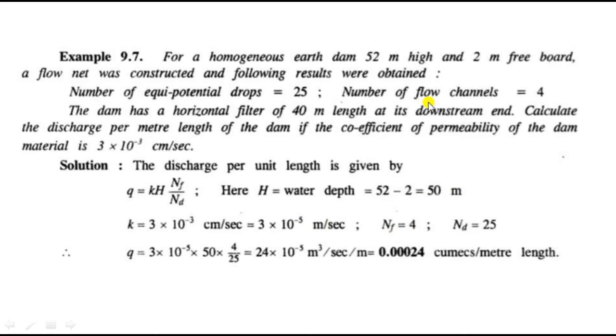NF is equal to 4. Number of flow channels is 4. Number of equipotential drops is equal to 25. Equipotential drop means how many times the head falls, like 25 times. So 3 into 10 raised to minus 5, multiplied by 50, multiplied by 4 by 25, is equal to 24 into 10 raised to minus 5 meter cube per second per meter. So we get that value, 0.00024 cumec per meter length.